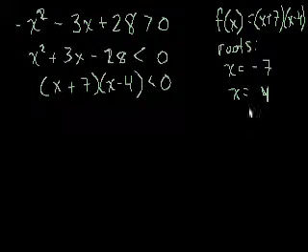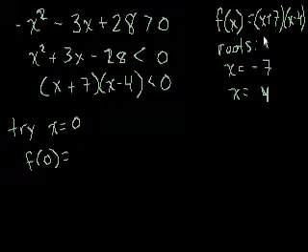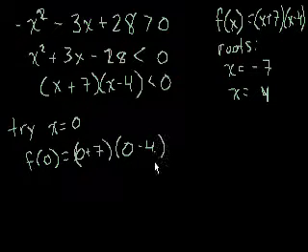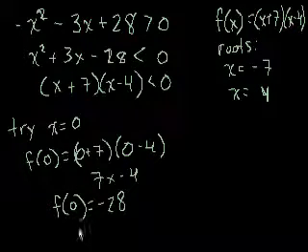So let's pick a number that's between x equals minus 7 and x equals 4. Well, let's try x equals 0. Well, f of 0 is equal to, we could do it right here, f of 0 is 0 plus 7 times 0 minus 4, which is just 7 times minus 4, which is minus 28. So f of 0 is minus 28.